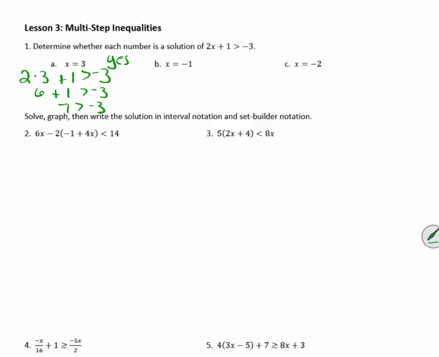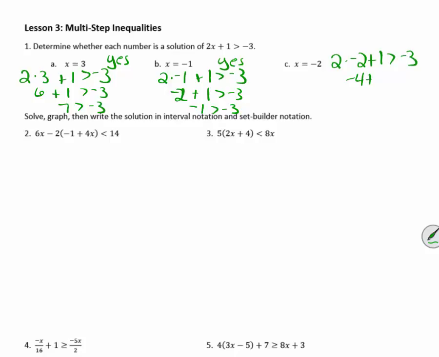If I try it for negative 1, I'm going to have 2 times negative 1 plus 1. That's negative 2 plus 1, and then negative 1, which is also greater than negative 3. So that's a yes. For negative 2, 2 times negative 2 plus 1. That's negative 4 plus 1. Now, negative 3 is not greater than negative 3. It's equal to, but it doesn't have the or equal to. So negative 2 is not one of the solutions.